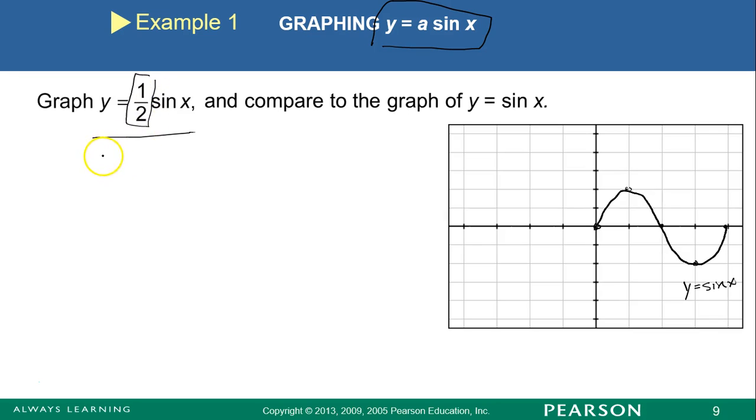This value right here is how we find the amplitude. The amplitude, or a in this case, is always going to be the absolute value of whatever this value of a is. So just 1/2 in this case. So if it's negative, your amplitude is still positive. If this was negative 1/2, your amplitude is still 1/2. Okay, this amplitude is actually going to help you in graphing this function.